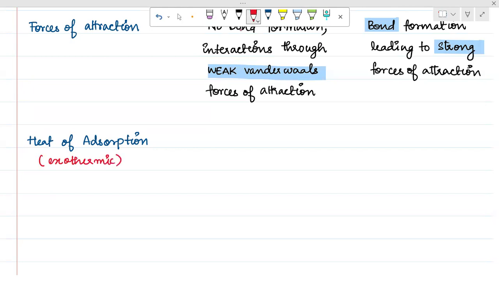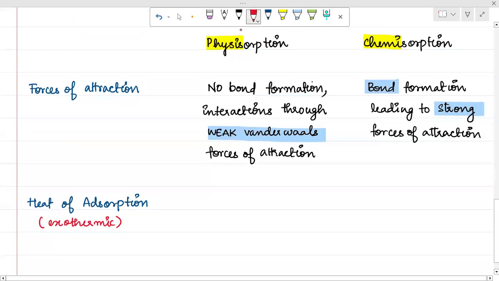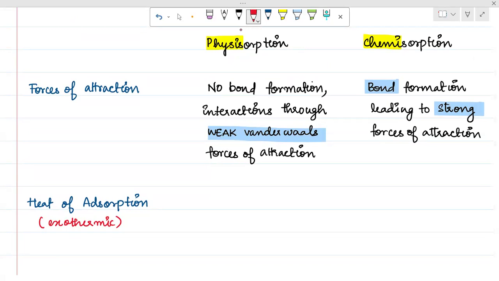Whether it is physisorption or chemisorption, it will always release energy, and the amount of energy released is what makes the difference. Under physisorption, as there are no bonds in particular, the heat of adsorption released would be less compared to chemisorption. So you can note it down. Here it is approximately 10 to 40 kilojoules per mole, and under chemisorption, it is nearly 150 to 400 kilojoules per mole.